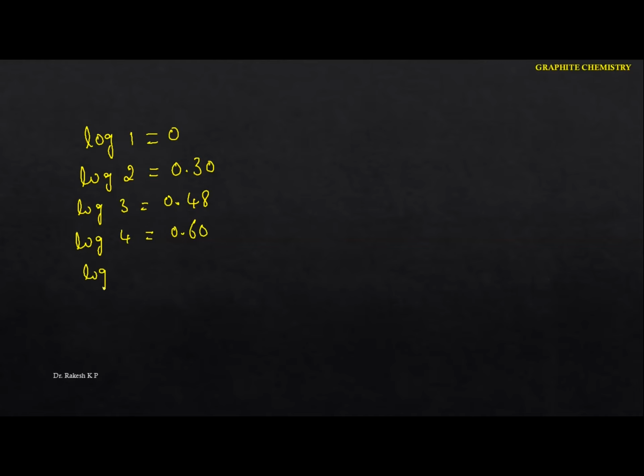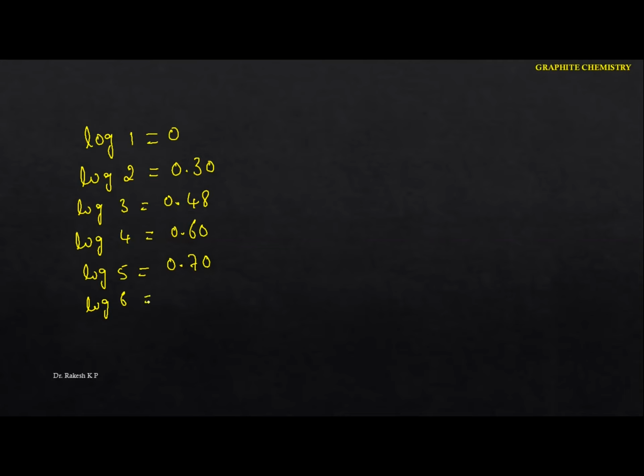Okay, so no need to remember the values from 1 to 100, you only have to remember the log values of 1 to 10. So we know that log 1 is 0. Log 2, you have to remember this value. I'll take the approximate value, that is 0.30. For log 3 we have 0.48. Log 4 is 0.60. Log 5, you have to remember the value, that is 0.70.